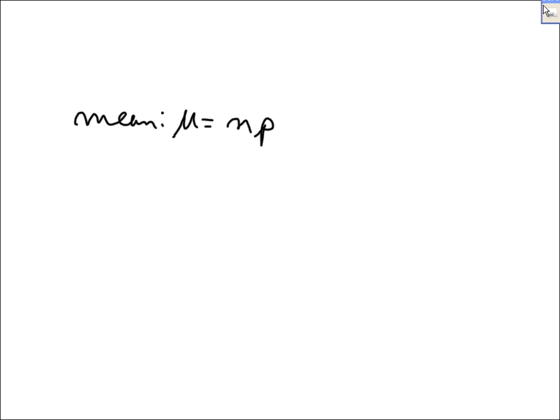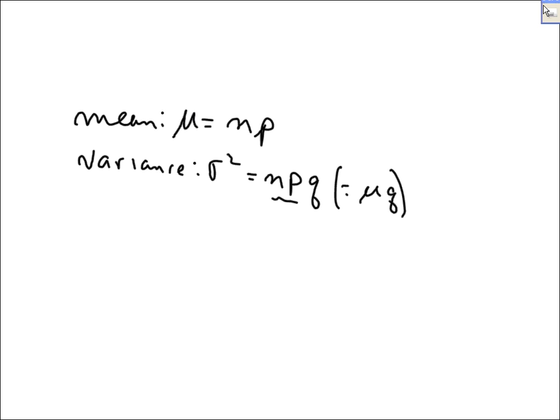The variance, sigma squared, is np times q. That is, if you know np, which is mu, just multiply it by q. And the standard deviation, sigma, is the square root of npq. That is the square root of mu q.